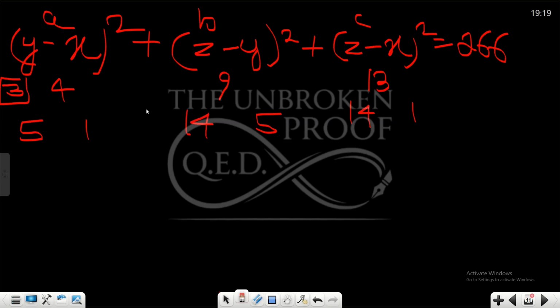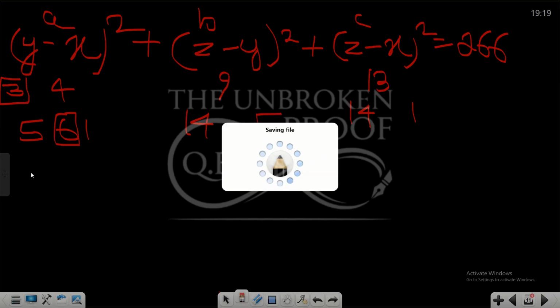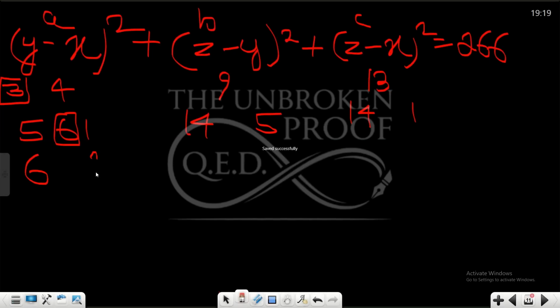Clearly this is also not possible because 5 plus 1 is 6, and 6 is less than 14, which is not possible. So if I start again, like 6, 7, here you will get 15, 8, 16, 9, oh sorry, here you will not get it like this. Now if I keep it as 6 and 2, you will get 8.